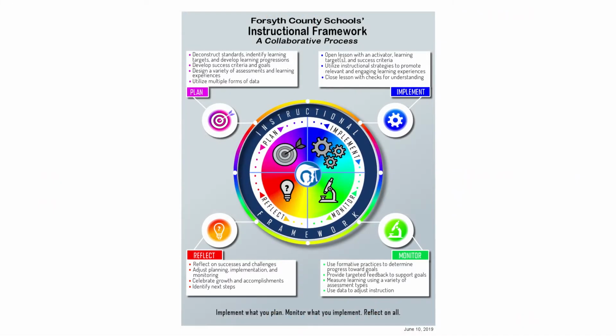Let's take a closer look at Forsyth County's Instructional Framework. As mentioned earlier, this work reflects the instructional expectations found in Georgia's System for Effective School Instruction and is aligned to Georgia's Teacher Keys Effectiveness System.